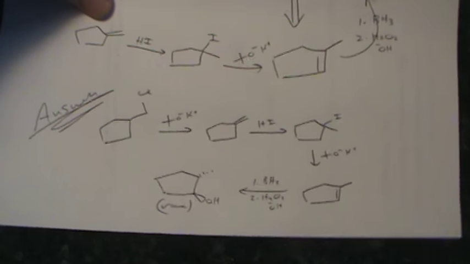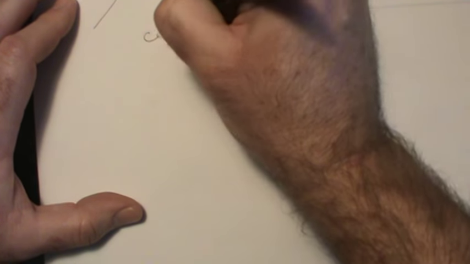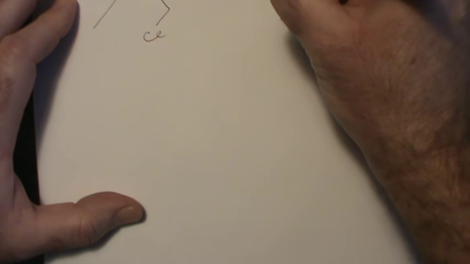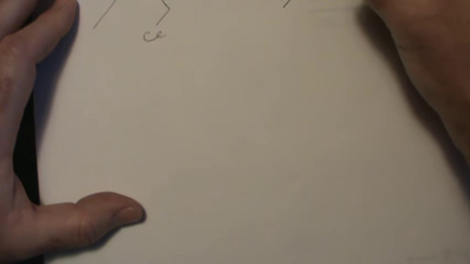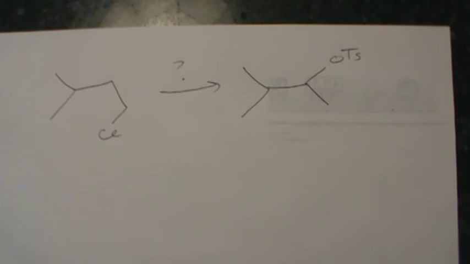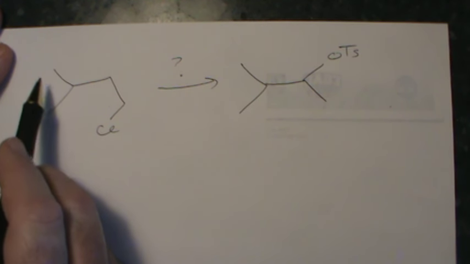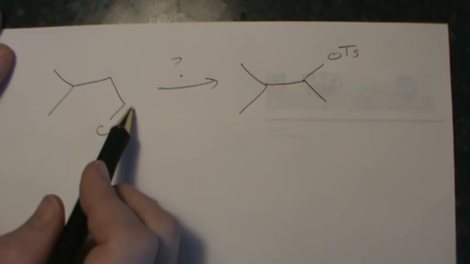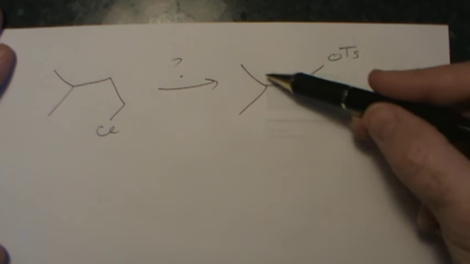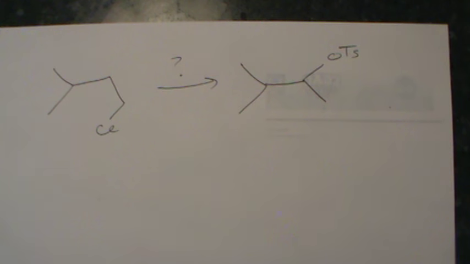All right, I've got one more synthesis to share with you, and here it is. Let's try this one. So we're starting off with a chloride, and we're going to make a tosylate. Let's make sure the number of carbon atoms remains the same. 1, 2, 3, 4, 5 carbon atoms, and 1, 2, 3, 4, 5 carbon atoms, so that's all good.